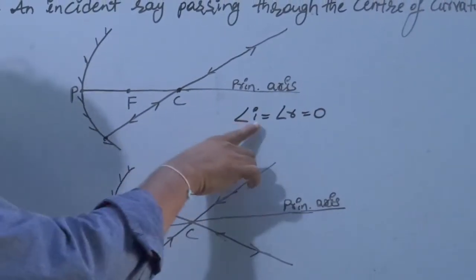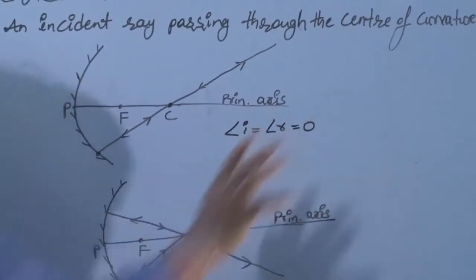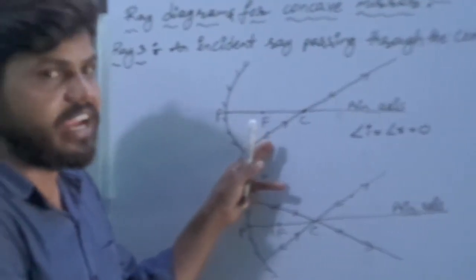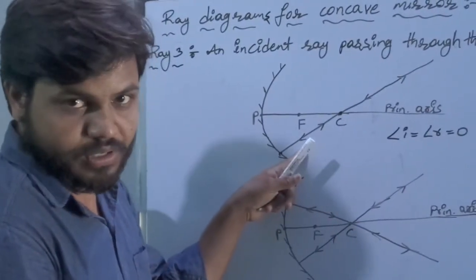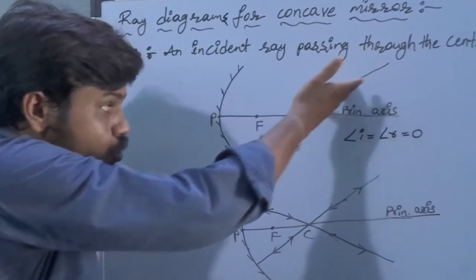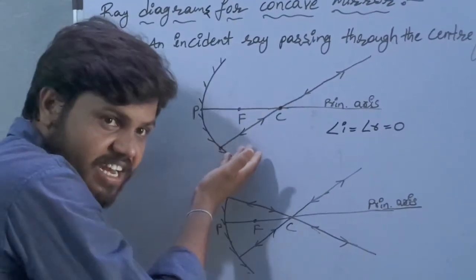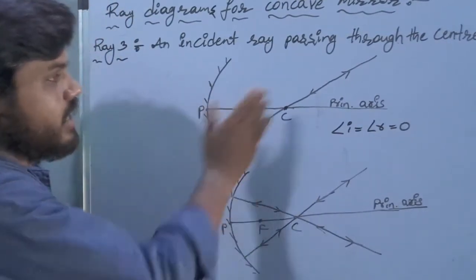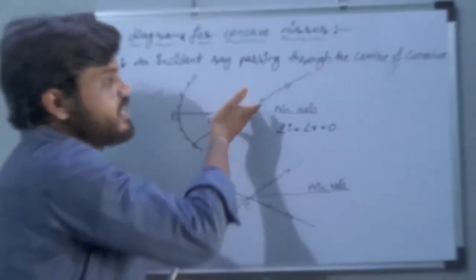In this case, we get incident angle equal to reflected angle equal to 0, because the angle between the normal and the incident ray is 0. The incident ray passes along the normal, that's why the incident angle is 0. So automatically the reflected angle is also 0. That's why the reflected ray also passes in the same direction.